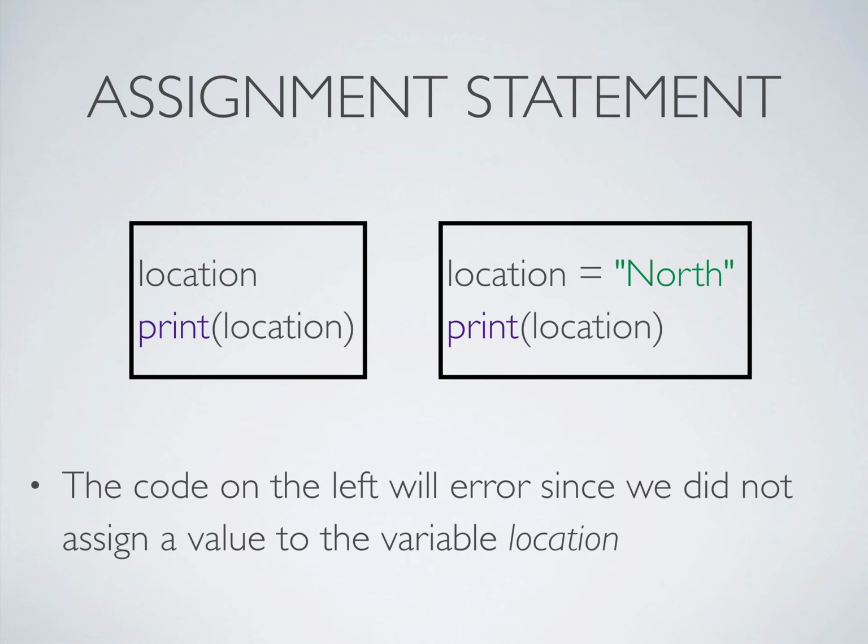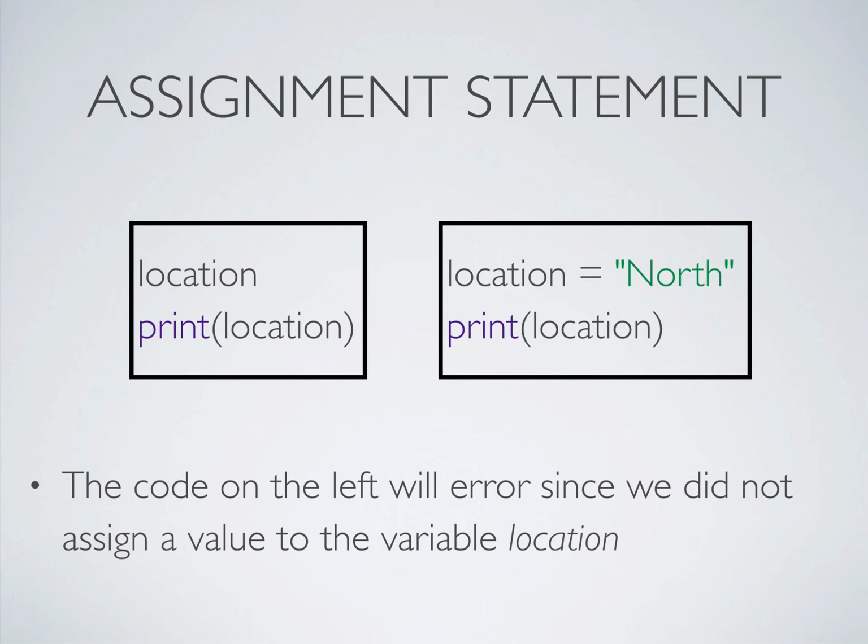Alright, so here are two pieces of code. On one side we have location and then print location. On the right side we have location equals north. That is what we call an assignment statement. It has that equal sign, it has the name of the variable that we're making, and then it has the value north, which is of type string, which we are storing into our variable named location.